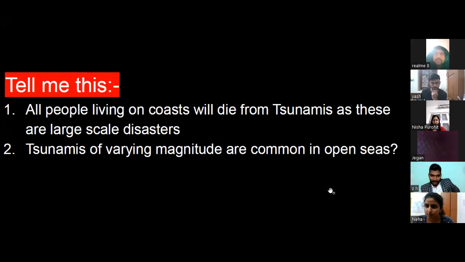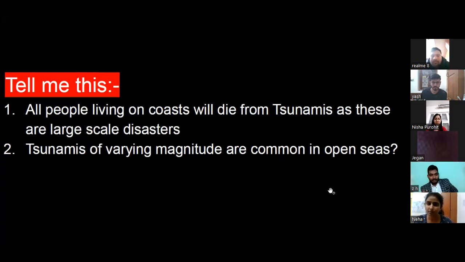If you pay attention, the statement says all people living on coasts. It talks about coasts, not India. So that means we are looking at a global scenario. Crores of people live on coasts. So doesn't it seem unlikely that all those crores of people will die due to a tsunami just because it's a large-scale disaster? Does it make sense? No, sir. Okay, so that's a commonsensical thing.